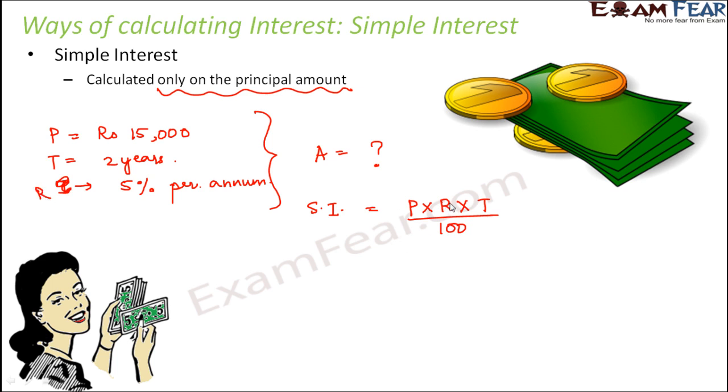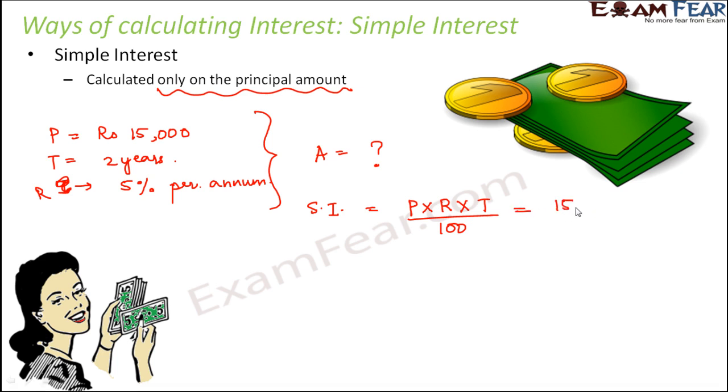Rate of interest is always given in percentage. That is why we have written it as R by 100. Because you see it is 5%, so 5 by 100. This rate of interest is on the principal amount, so R by 100 into P, and this is for how many years? 2 years. So it is multiplied by the time period. So PRT by 100. This is how we find out simple interest.